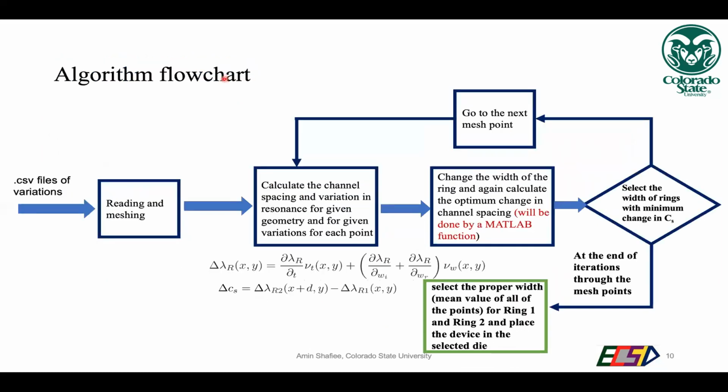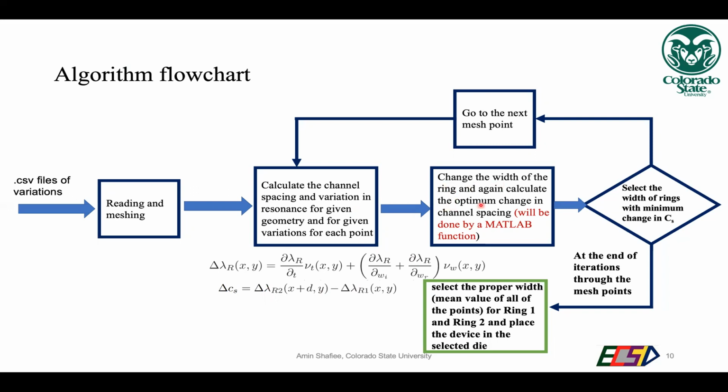So the algorithm flowchart could be shown as here. First, we have been provided with the .csv files of the variation. We read them, we plot them, and we interpolate between them for the selected die, called meshing. Then we feed the meshing to a for loop, an iterative loop, to calculate the channel spacing and the variation in the resonance for a given geometry and for given variation for each point of the mesh according to this formula that we can see here. Then the results would be fed into the function.